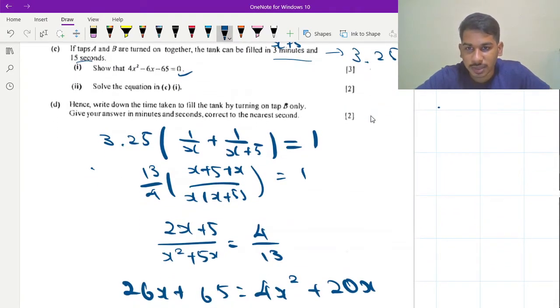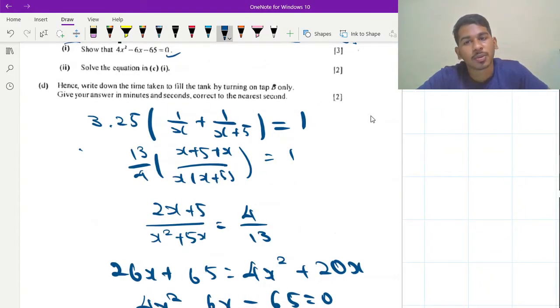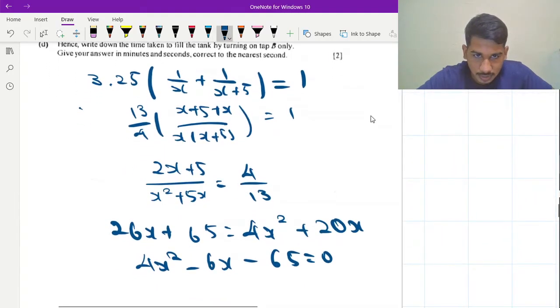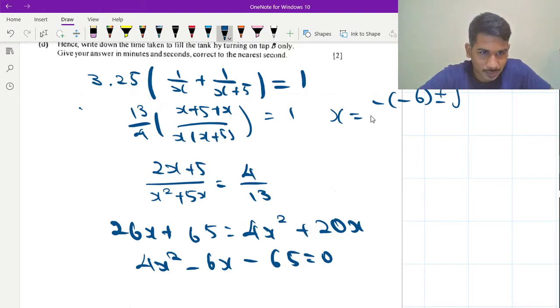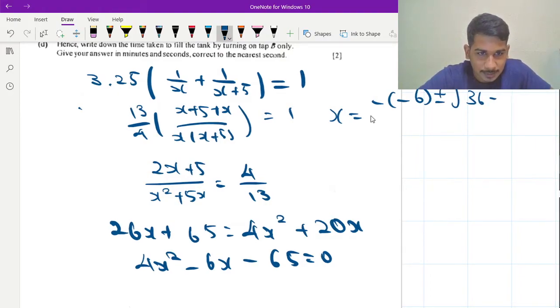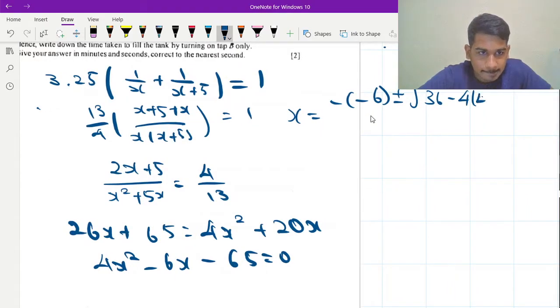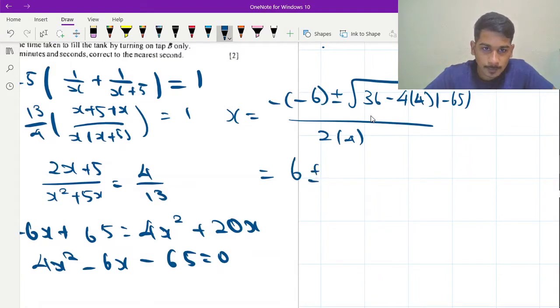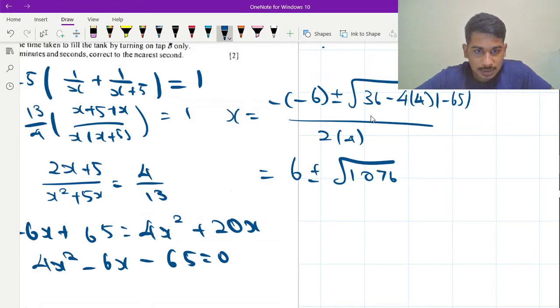Why do I feel like this time we need to use the quadratic equation? Yeah, I'm going to just use the quadratic equation. They're giving 2 marks for that, so they won't give 2 marks if it's just the cross-check method. So x is equal to negative b plus or minus the square root of b squared minus 4ac, over 2a. 36 plus 4 times 4 times 65. 1076 over 8.